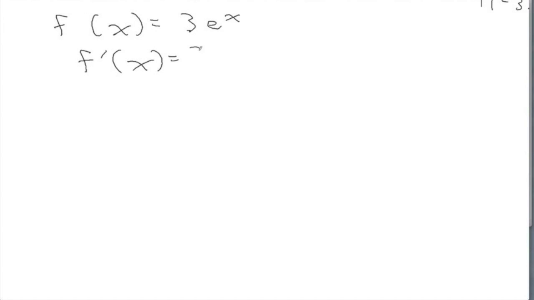All right, what do you think is the answer to this question? Three e to the x. Okay, good. Because the derivative of this exponential function is just the same thing that it started with. Good. Okay. So you got that correct.